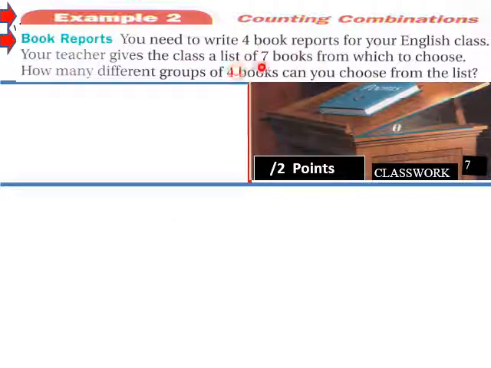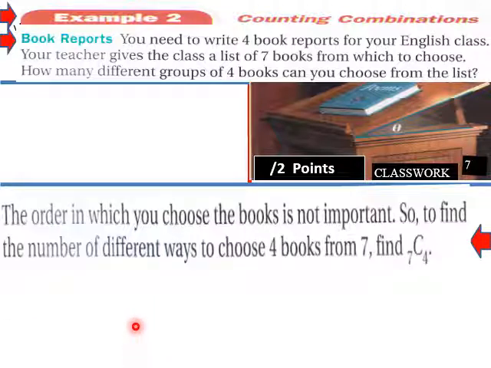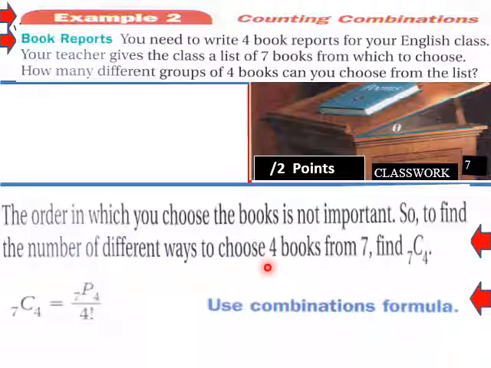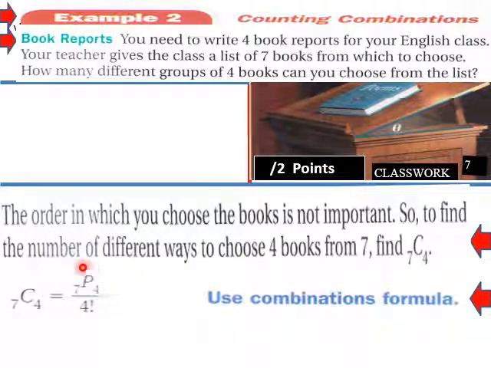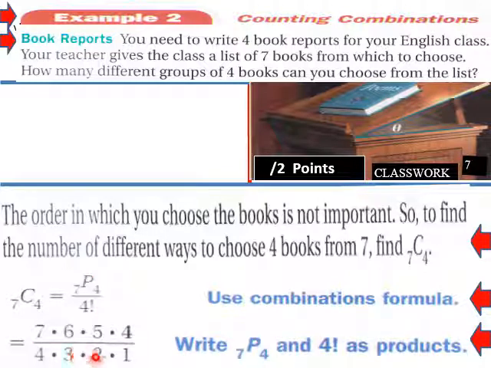Book reports: you need to write 4 book reports for your English class. Your teacher gives the class a list of 7 books to choose from. How many different groups of 4 books can you choose from the list? So this is what we come up with here, 7 choose 4. We need to choose 4 books. To find the number of different ways to choose 4 books from 7, we have this formula, 7 choose 4 equals 7P4 over 4 factorial, which comes out like this.